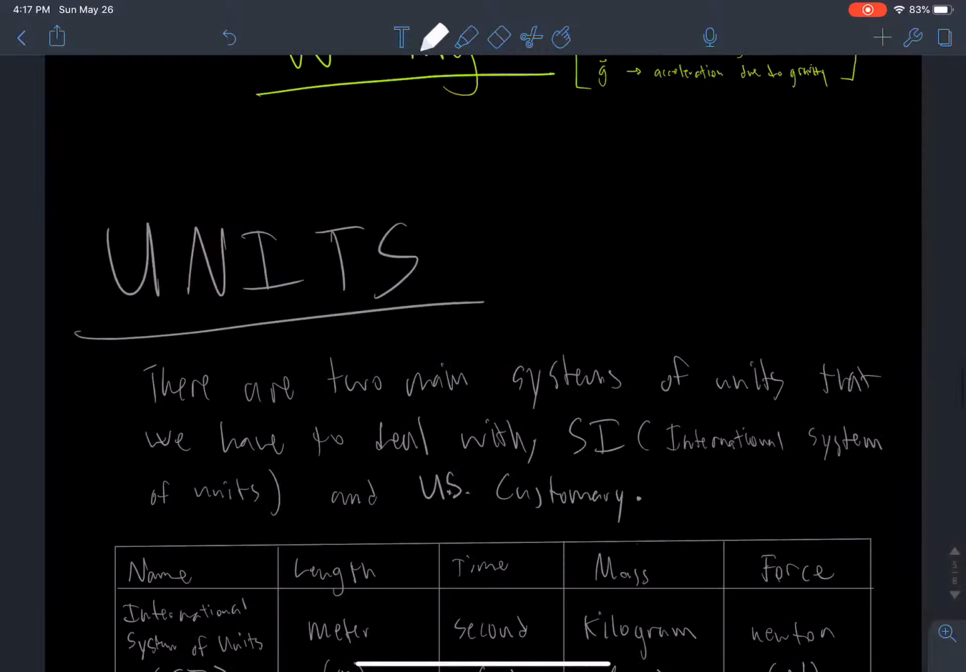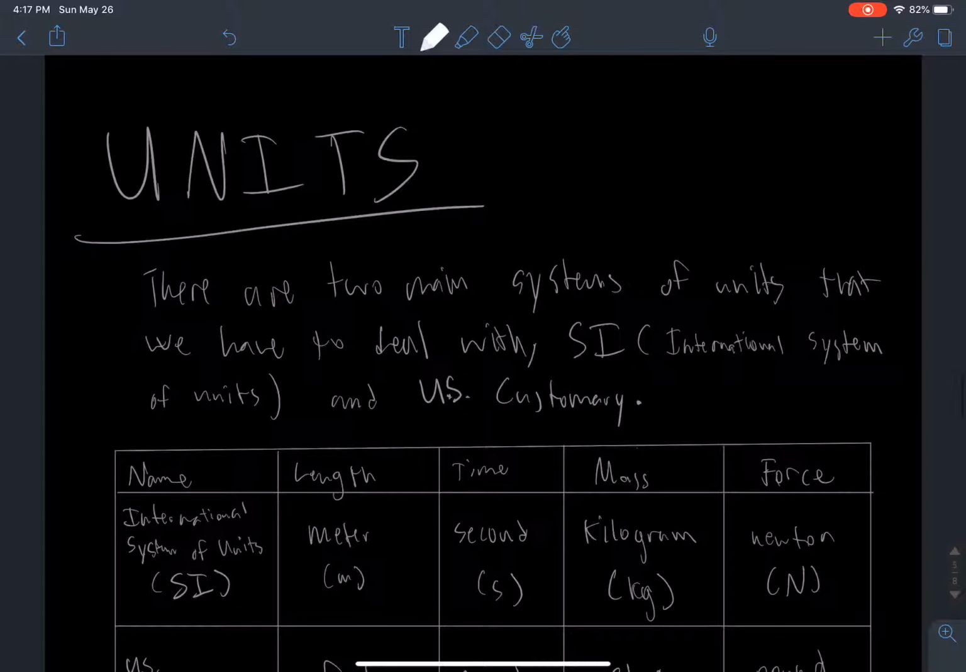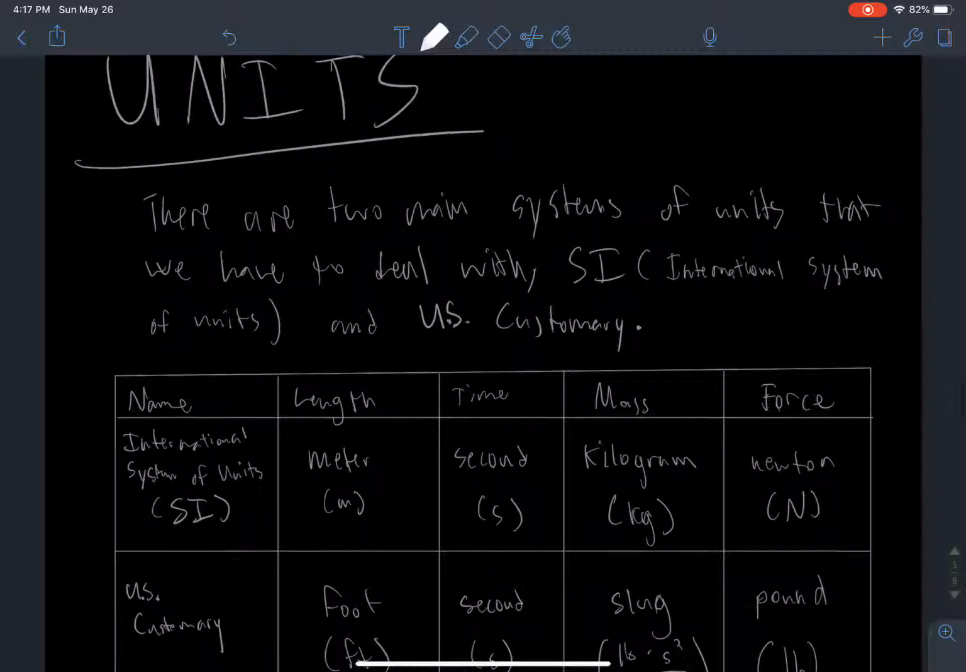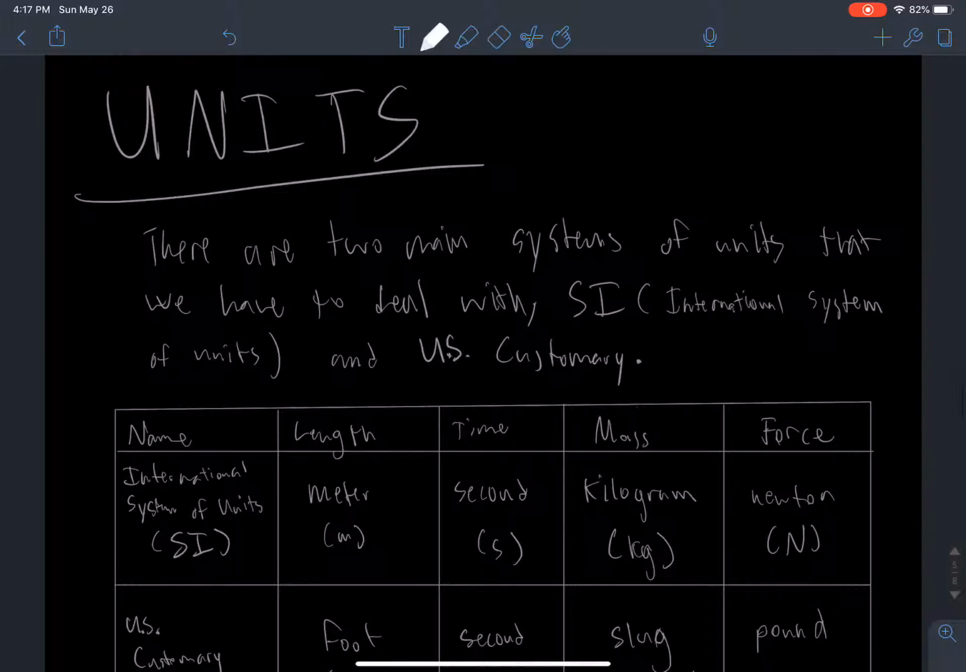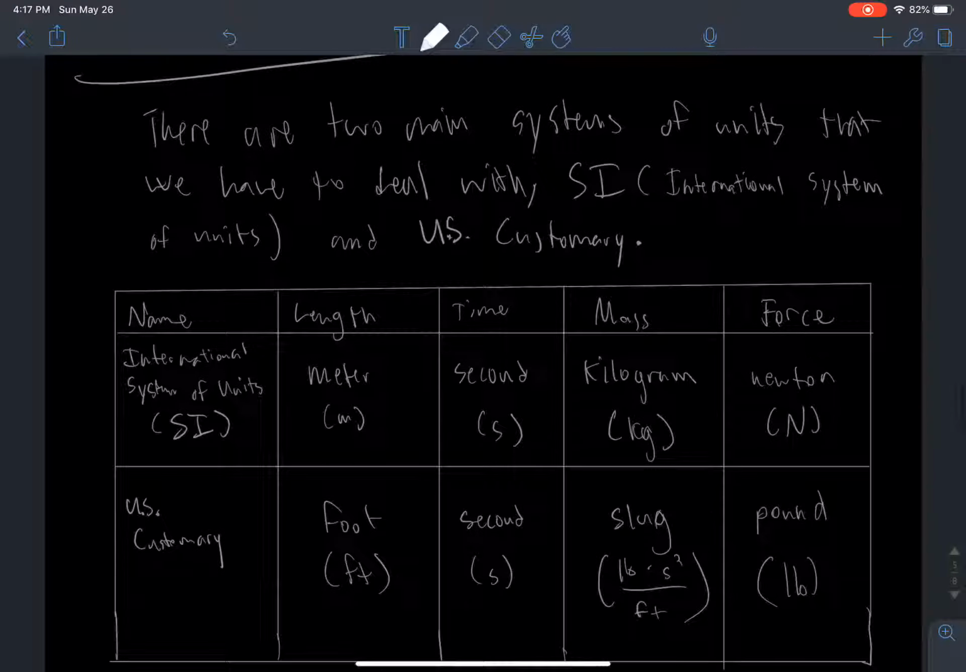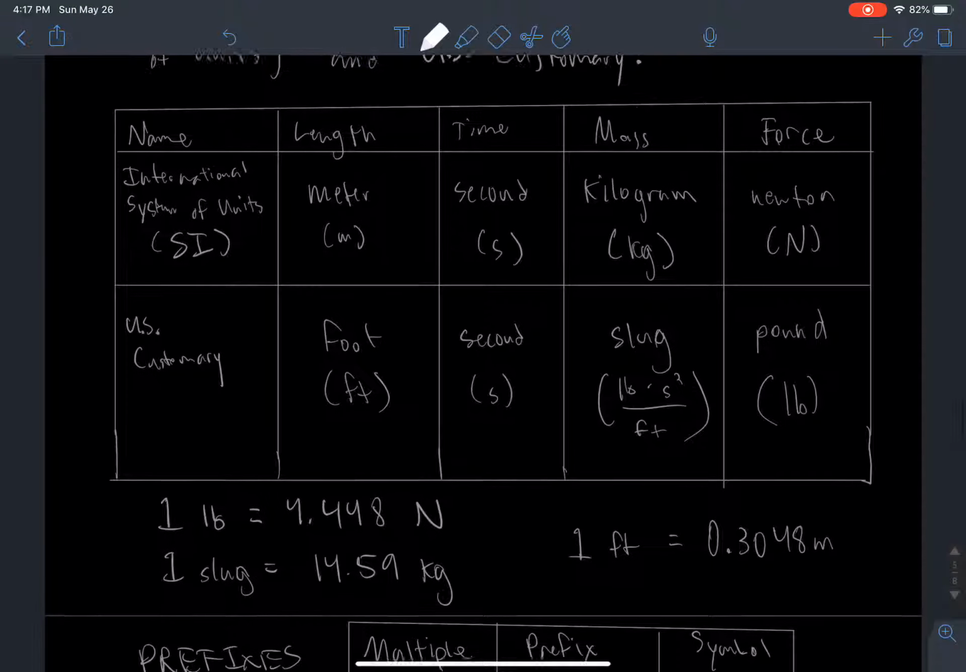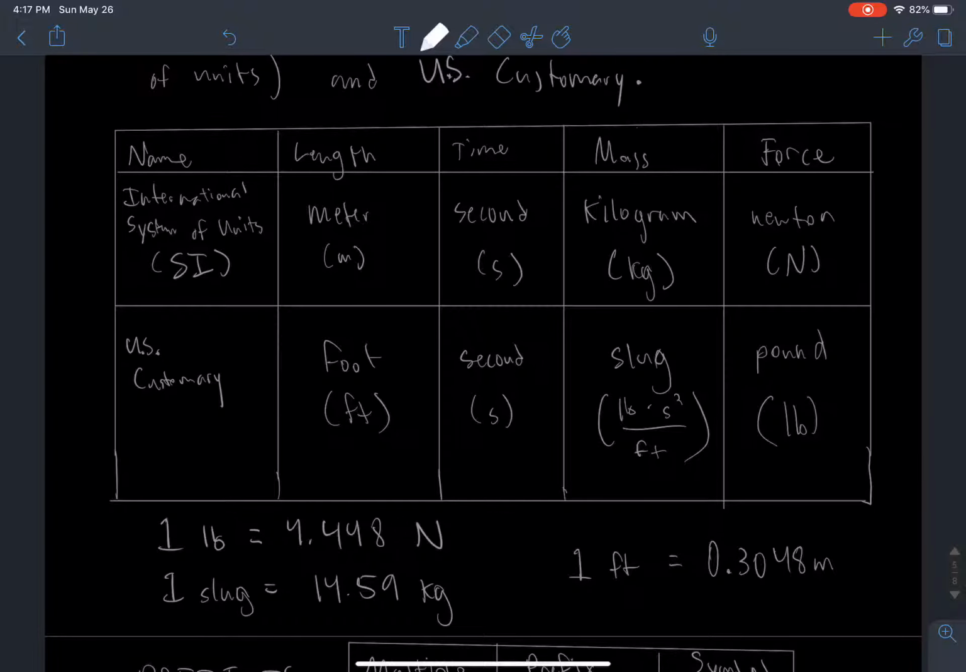And yeah, the units are extremely important for every problem that you're going to do as an engineer or in science in general. And there's two main systems of units that we have to deal with. There's the SI unit system, which is the International System of Units, and the U.S. customary units. And typically, I'd consider the SI to be simpler to use, and the U.S. customary units to be a little bit more of a pain. But you're going to have to deal with both, so you got to get used to it and just be able to do both.